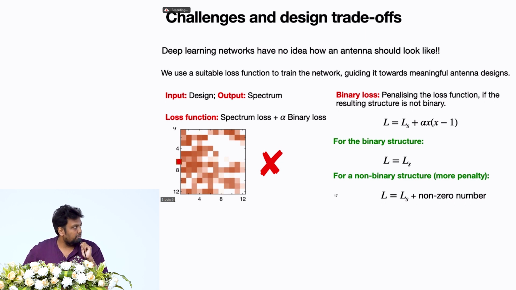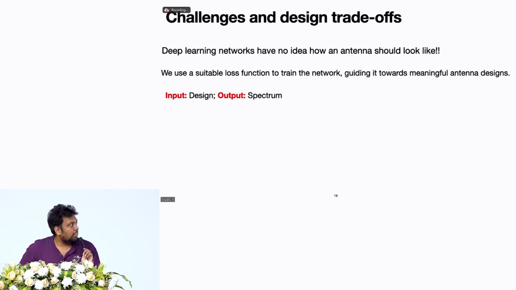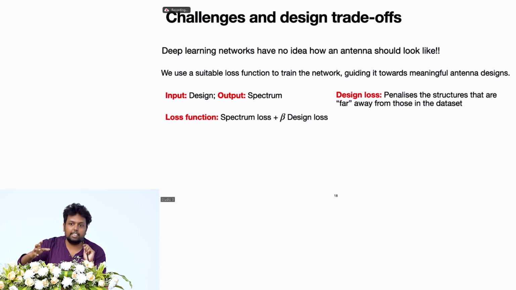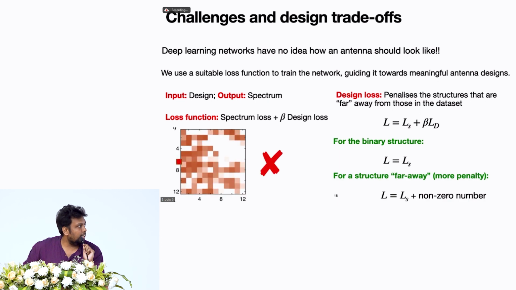Why? Because it gets stuck in a local minimum, and you can see very few pixels are completely brown or white. There are in-between pixels that are not binary. Our antenna was in the binary space. So then we tried the design loss. What is the design loss? It penalizes the structures that are far away from those in the data set to get more meaningful designs. Then we did that, and again we were not getting good structures.